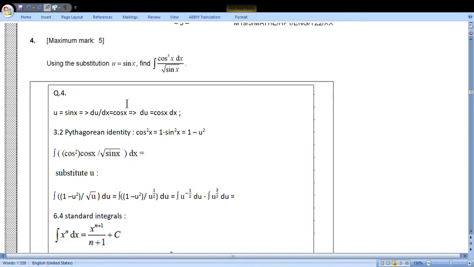Question 4. Using the substitution u equals sine x, find this integral. So u equals sine x, it means that du by dx equals the derivative of sine, cosine x, or du equals cosine x dx. Then section 3.2 of the formula booklet, the Pythagorean identity: cosine squared equals 1 minus sine squared, or 1 minus u squared. Now we can change all terms into u.